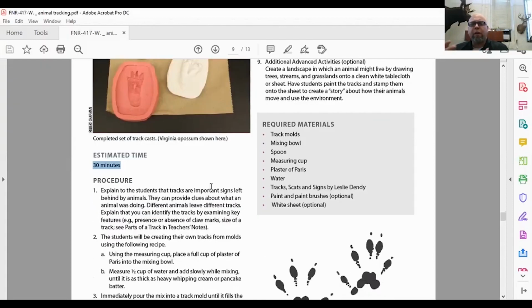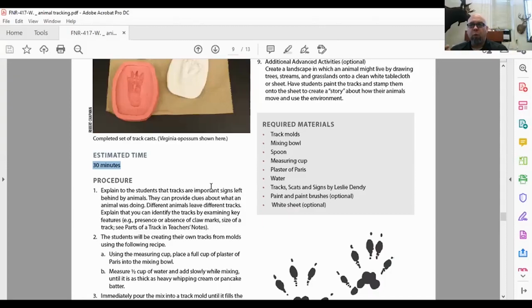So again, when you're thinking about incorporating this into the classroom, the very first thing we want you to consider in the procedure is to explain to students that tracks are really important signs left behind by animals, and that these tracks can provide clues about what an animal was doing.